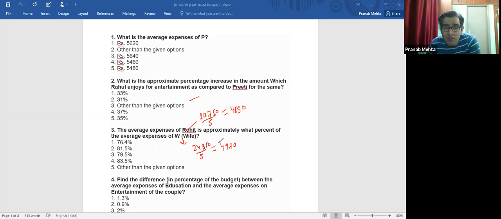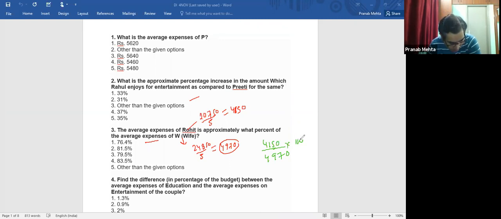All right. So the total expense for wife is 24,850. We are dividing by 5 because we have 5 categories, so we get an average expense of 4,970. Now let us read the question once again: the average expense of Rohit is approximately what percent of the average expense of wife? Remember, what percent of the expense of wife, so we have to compare with the wife value. That is why the value of wife has to be the base: 4,970 at the bottom and 4,150 into 100 on top.